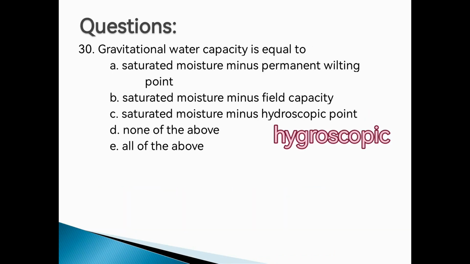Number 30. Gravitational water capacity is equal to: A. Saturated moisture minus permanent wilting point. B. Saturated moisture minus field capacity. C. Saturated moisture minus hygroscopic point. D. None of the above. E. All of the above. The correct answer is B. Saturated moisture minus field capacity.